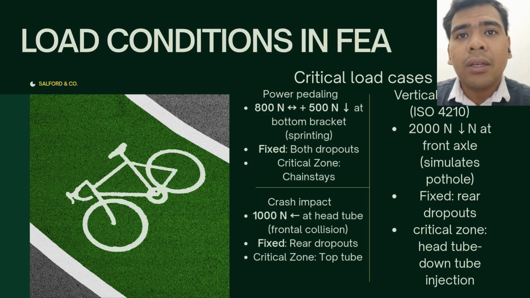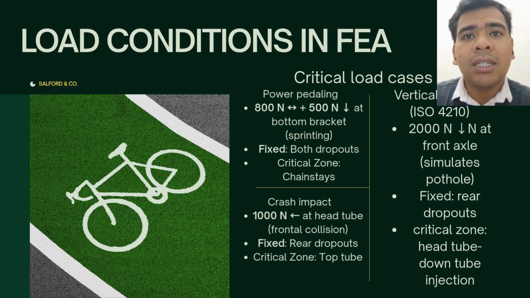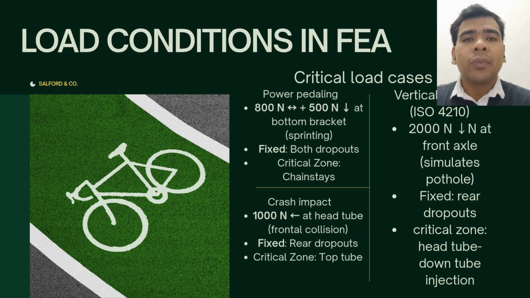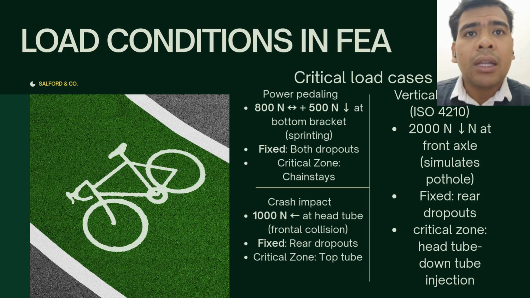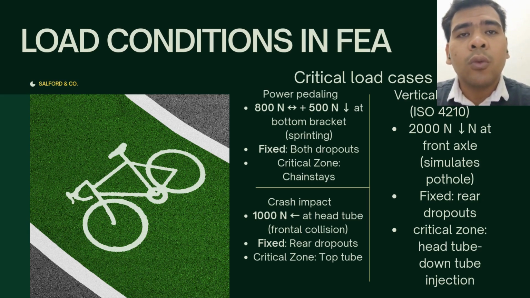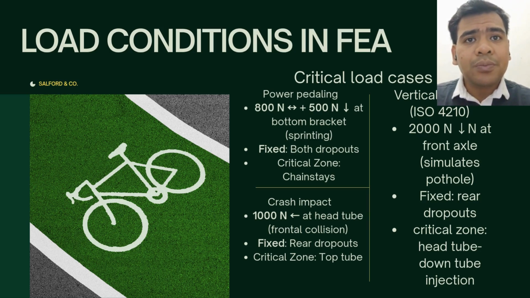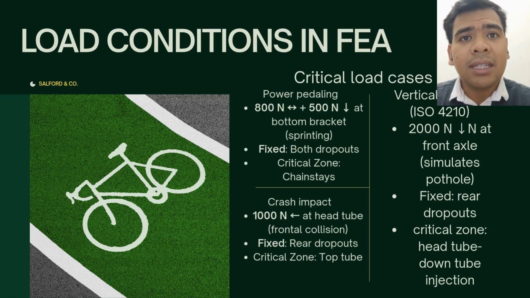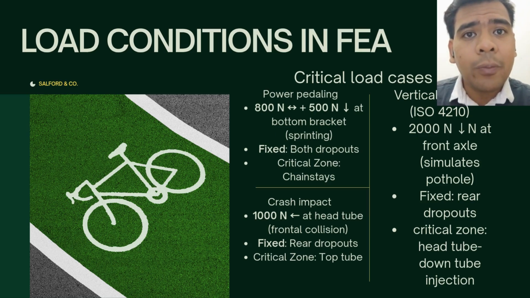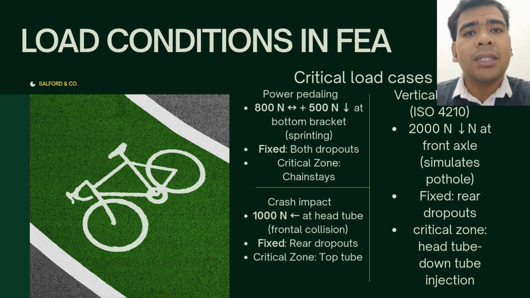The second one is crash impact. Basically 1000 Newton at the head tube, which is a frontal collision, and the fixed support is the rear dropout, and the critical zone is the top tube. And the last one is vertical impact, in ISO 4210. So basically 2000 Newton at the front axle, which simulates a pothole, and the fixed support is the rear dropout, and the critical zone is the head tube and down tube junction.